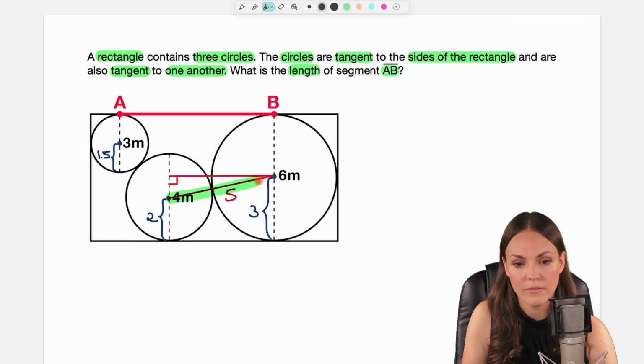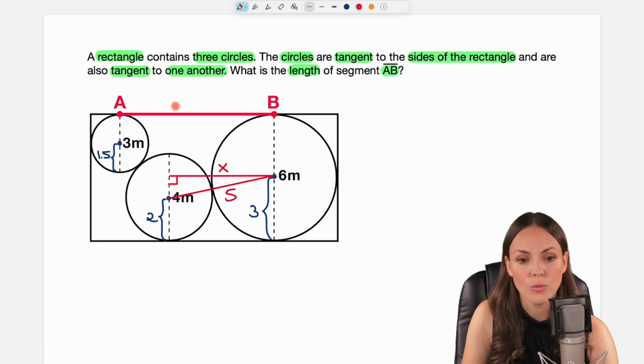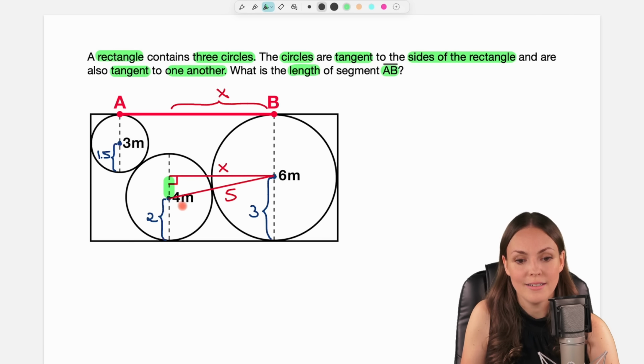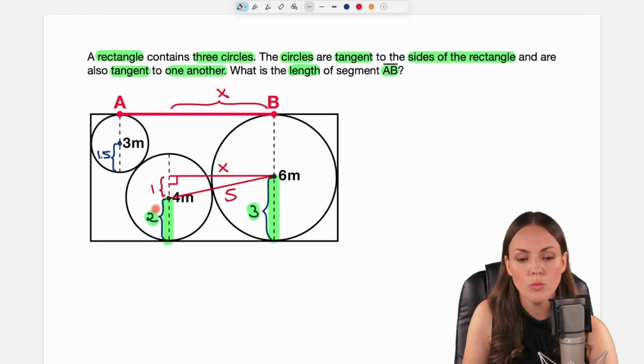We know the length of this side. We don't know the length of this side. Let's just call this part x. This would be actually a part of our segment. So this would be x, what we are trying to find right now. What about the length of this side here? We can find it because we know the length of this part, which is 3, and we know the length of this part, which is 2. So this is 3 minus 2, which is equal to 1.